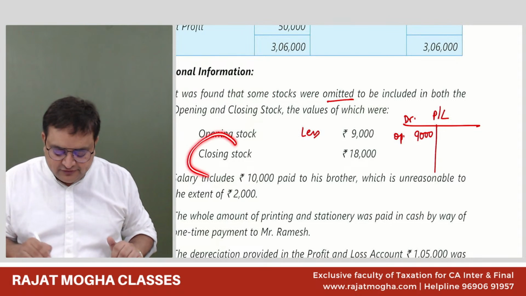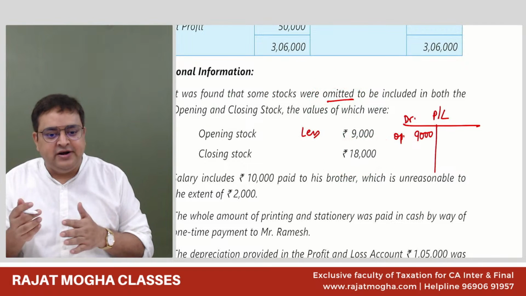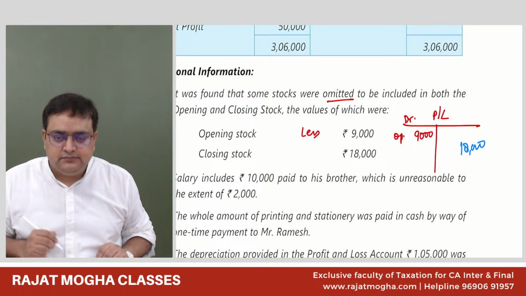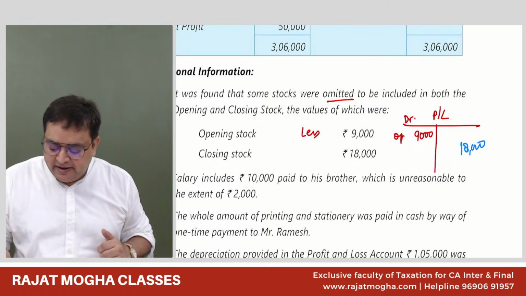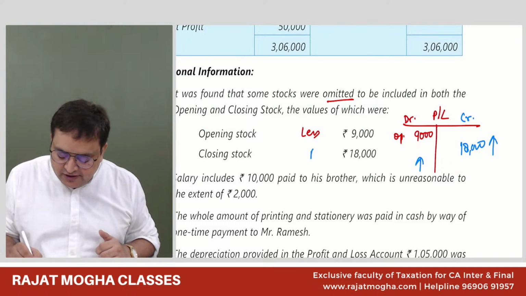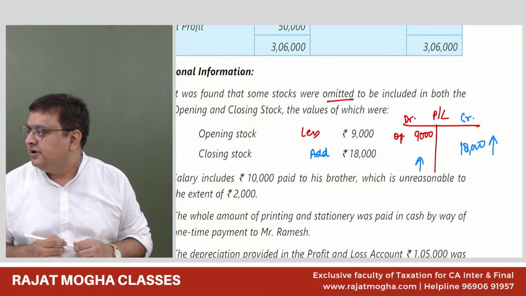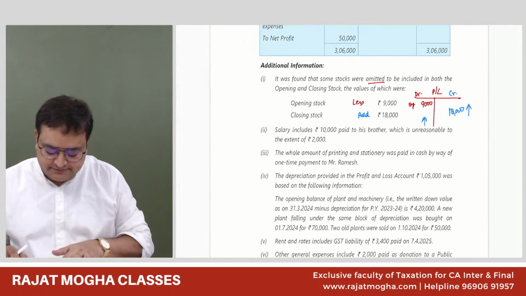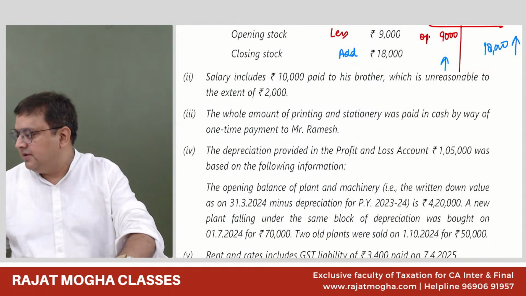Now closing stock. It was omitted. Go and record it, 18,000. If I record 18,000 here, please tell me what impact it will make on my profit. Increase the profit. Correct. My income is increasing, so my profit will increase. So it will be added. Any doubt here? Very good. YouTube students, any doubt? Please let me know.